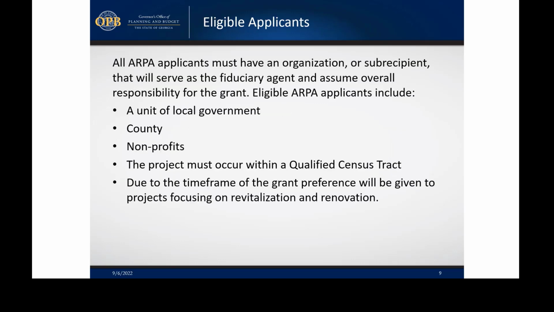All applicants must have an organization or subrecipient that will serve as the fiduciary agent and assume overall responsibility for the grant. Again, local unit of government, county, nonprofits. You can partner. That's a big question that we get. You can partner on grants, but just please note that whoever submits the application would be receiving the award and would be the subrecipient, and have that fiduciary responsibility.